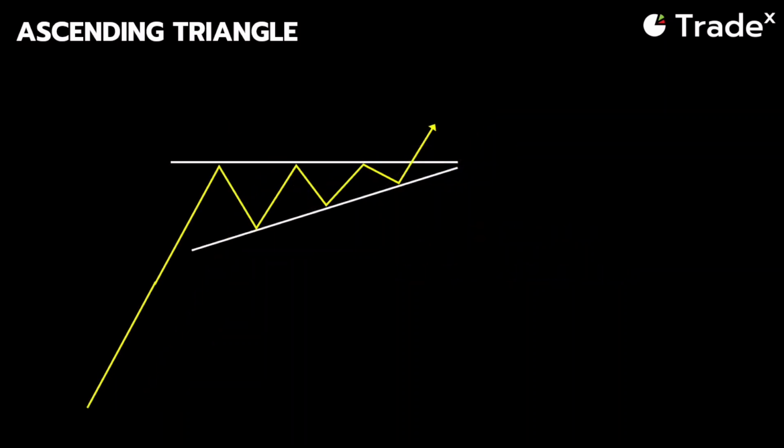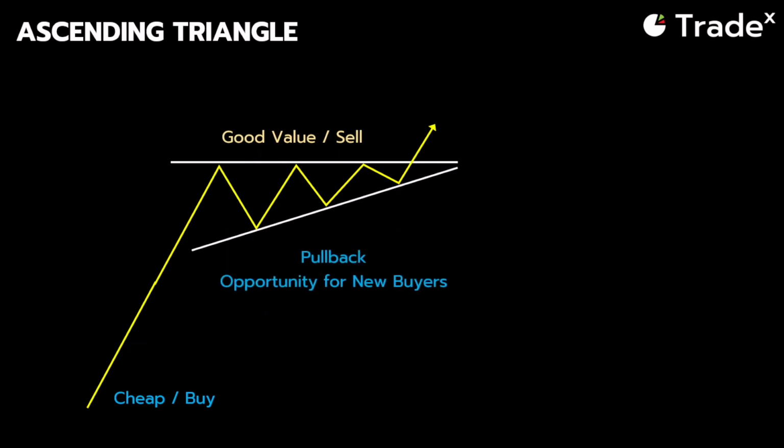From a market psychology perspective, the ascending triangle can be described as follows. Initially, when the price is low, it draws in buyers who view it as a good deal. As the price starts to rise, some sellers begin to take profits, thinking the price has reached an attractive level. This selling activity leads to a brief pullback. However, new buyers view these pullbacks as buying opportunities and continue to push the price higher each time it retreats.